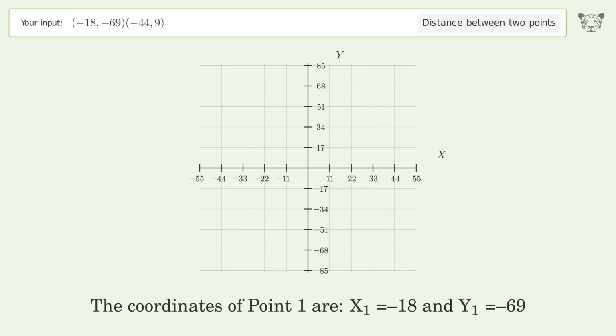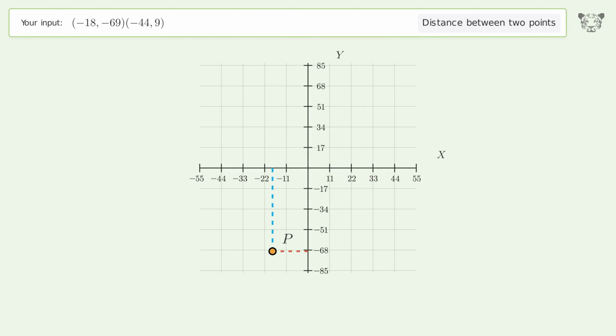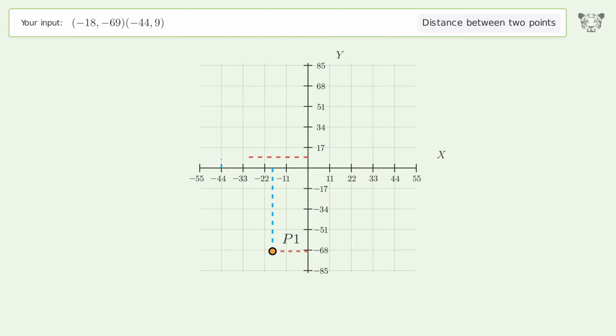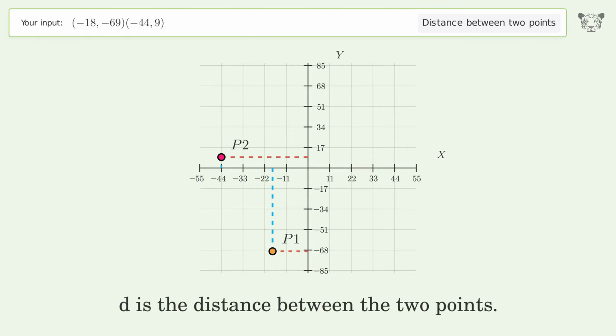The coordinates of point 1 are x1 equals -18 and y1 equals -69. The coordinates of point 2 are x2 equals -44 and y2 equals 9. D is the distance between the 2 points.